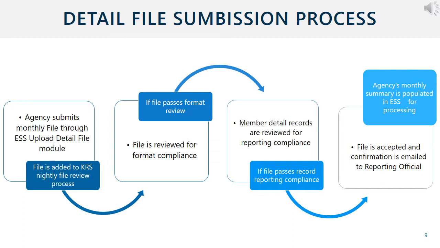If the file fails to pass either one of these two validation processes, the file is rejected in its entirety, and the primary reporting official will receive an email and follow-up contact with ERCE regarding the rejection. The reporting official must make the necessary corrections and resubmit the corrected file. And once submitted, the same validation processes will run again to verify the corrected file meets the compliance criteria.